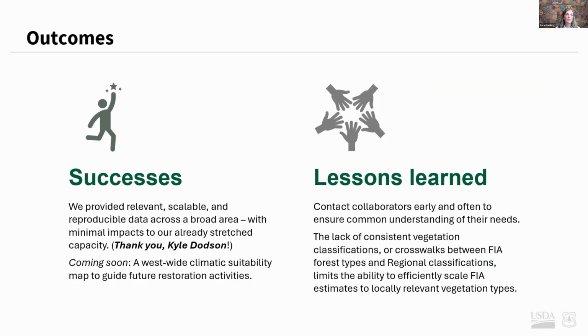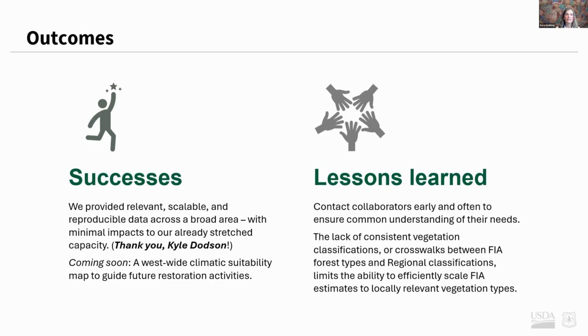So our outcomes, we had some successes. We were able to deliver the data, and we soon will have that west-wide map. Lessons learned is that we need to contact collaborators early and communicate often to ensure we have a common understanding of our needs. I thought that the size class distributions of numbers of trees would be useful, and it turns out they really needed numbers of individuals of any size. That was the main thing for their, at least the initial consultation with the Fish and Wildlife Service.